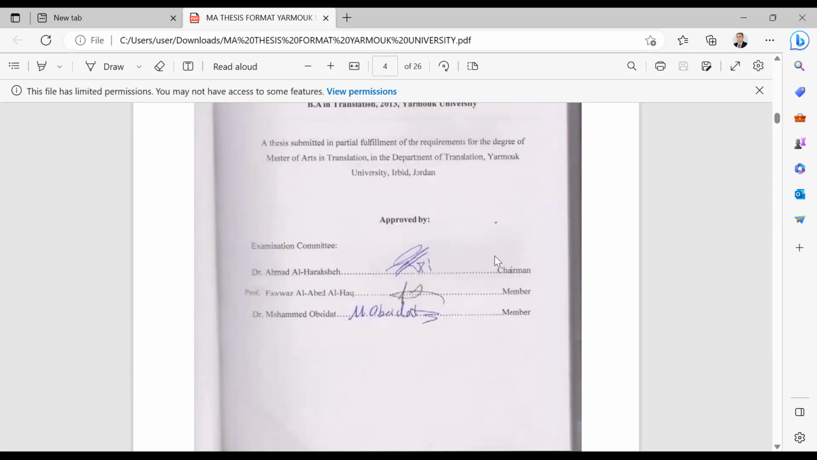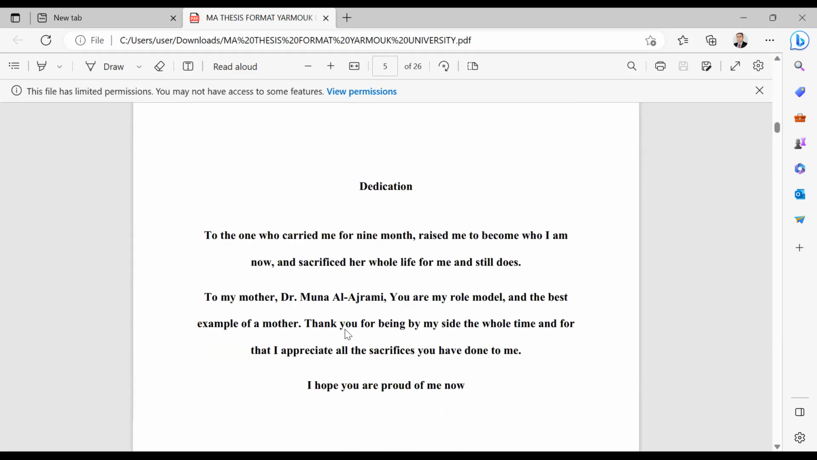You should start first of all with your supervisor, then the members of the thesis committee. The protocol at Yarmouk University is your supervisor, then the internal examiner. Imagine your supervisor is Dr. Al-Harahsheh, and the member at the university is Professor Ahmad Al-Harahsheh. So Dr. Al-Harahsheh will come first, then Professor Ahmad Al-Harahsheh will come next, and the external examiner must be the third one.